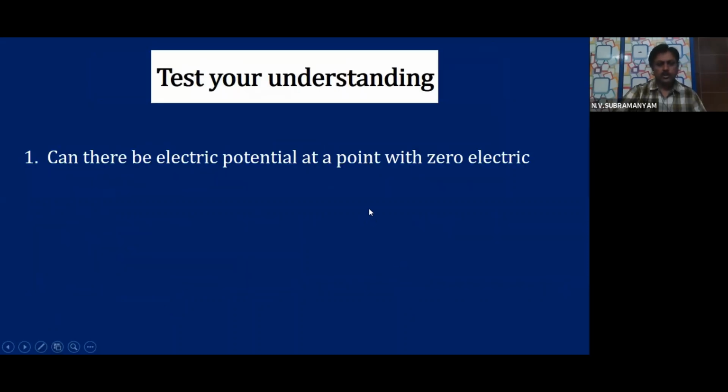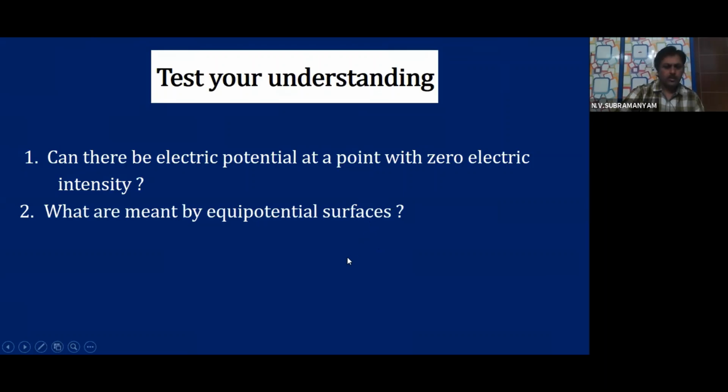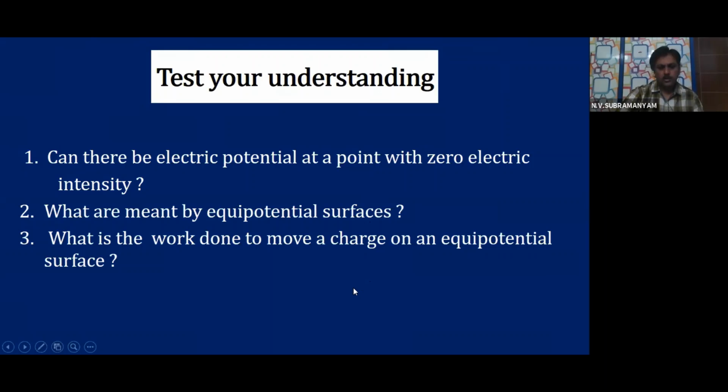So to test your understanding, I am giving some questions. Can there be electric potential at a point with zero electric intensity? Next one, what is meant by equipotential surfaces? Next one, what is the work done to move a charge on an equipotential surface?